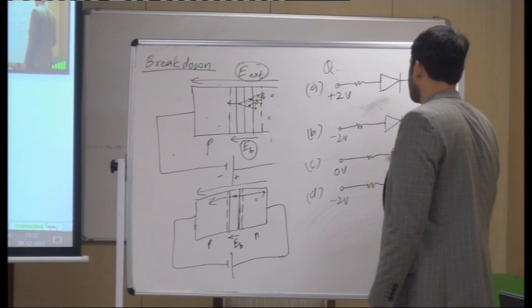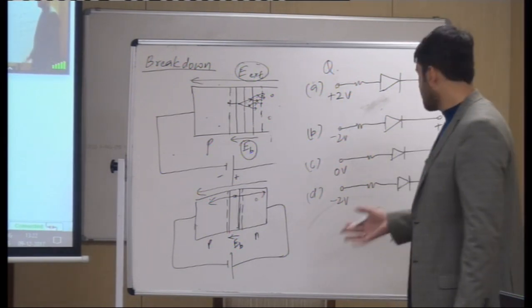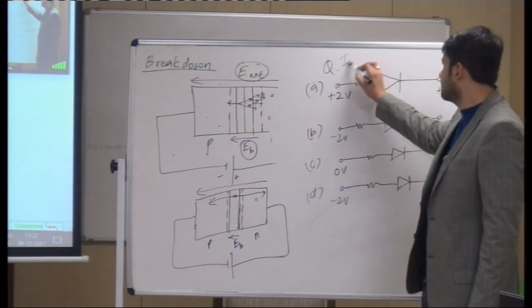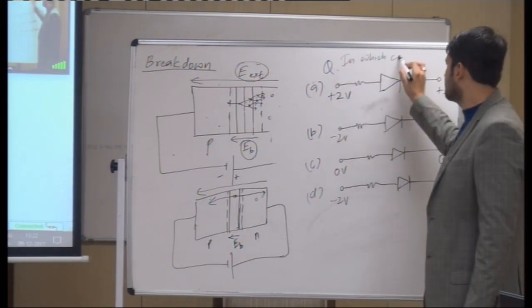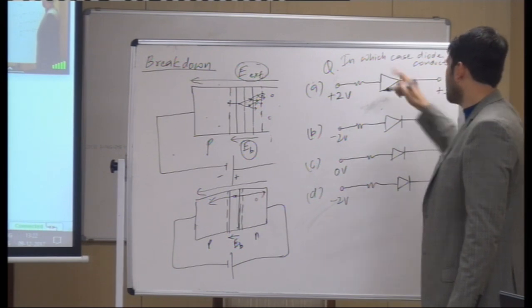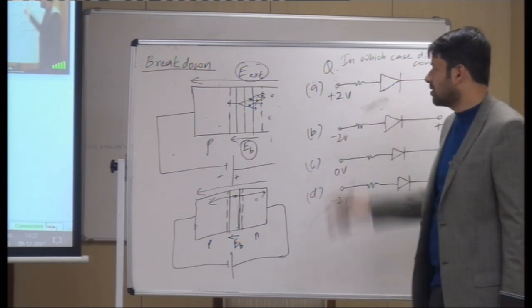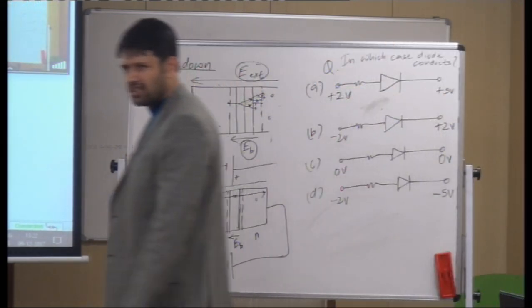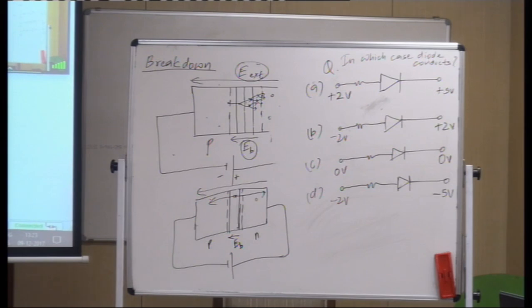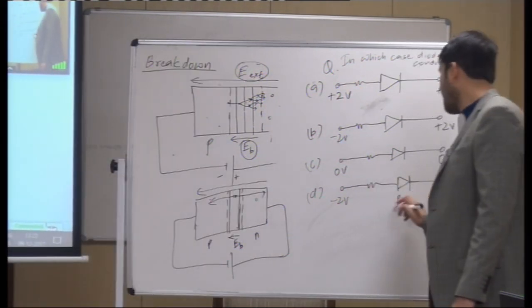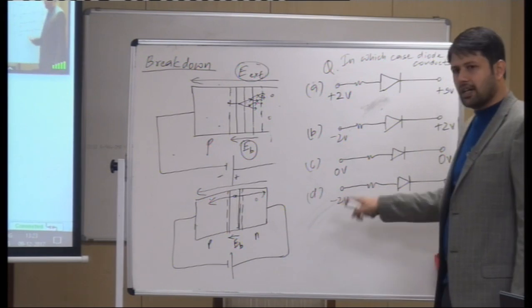These are 4 arrangements, okay, in which case the diode would conduct. In which case the diode conducts. Okay, it is written a bit small, but it's this. Tell me which one? D. I think everyone must have understood, or not? The P side should be at higher potential as compared to the N side.